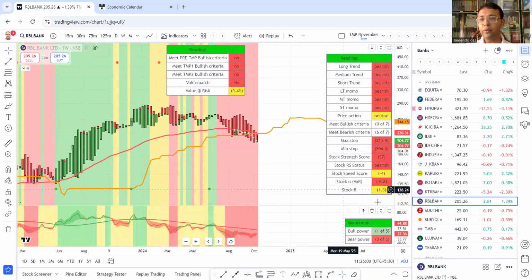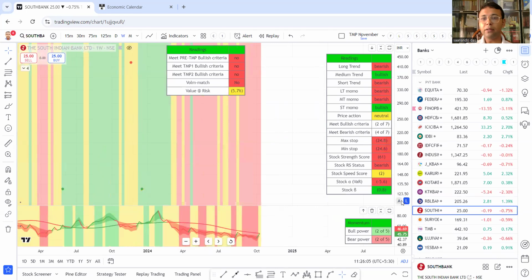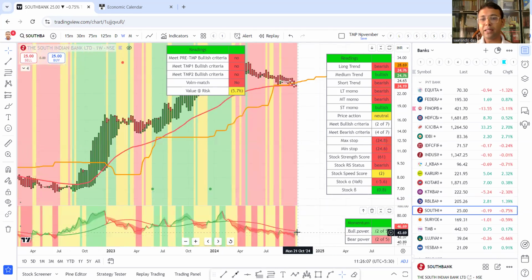RBL Bank, no point wasting alerts on this one, bearish. South Bank, a little bounce back as can be seen from the RSI. So this is South Bank going down.